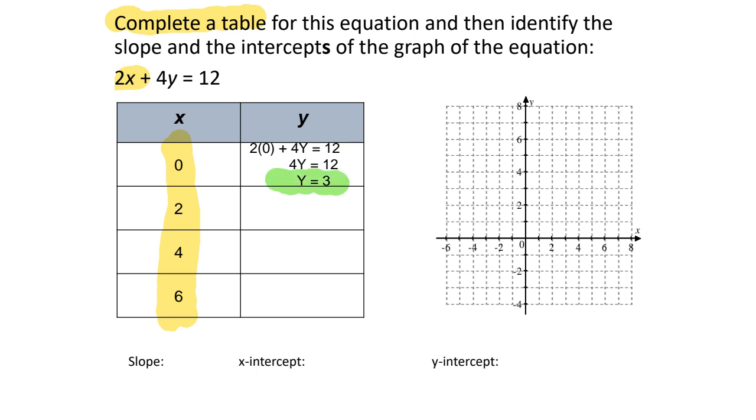Well, it's going to get a little more interesting. If I go to the next row, this is 2 times 2 plus 4y equals 12. Well, this time it's going to be 4y equals 8, or y equals 2. Okay.